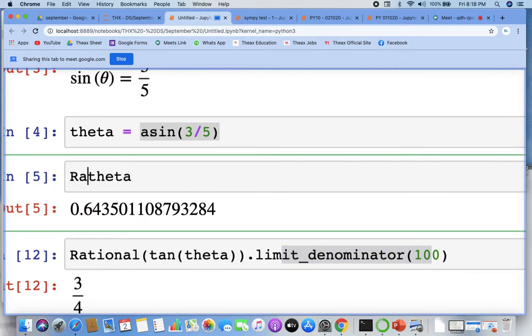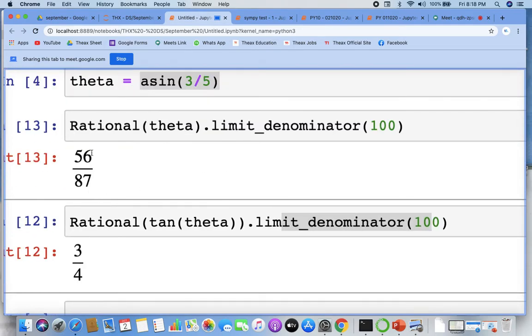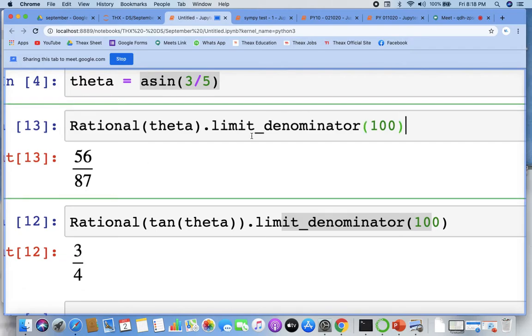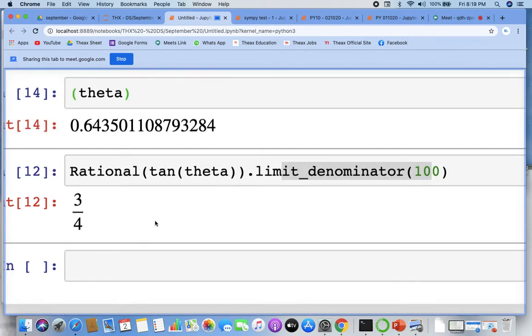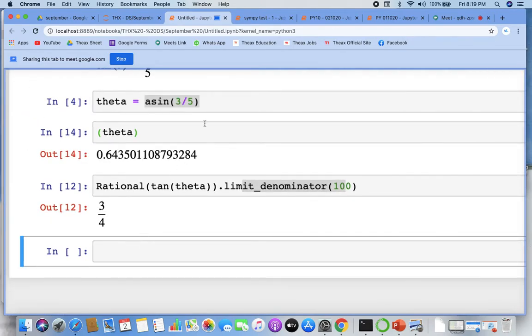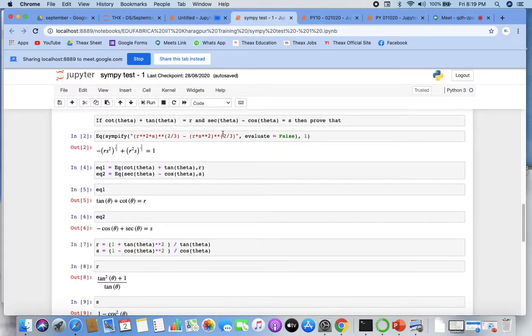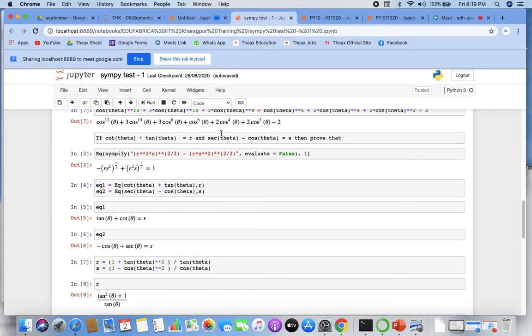Okay, like if you say a rational of this dot, so this is theta value 56/87 something. Okay, like you get the values, I got it. So that is the thing. So like that you can find various values and all, right? If you give the questions easily, right? So you can take it there.